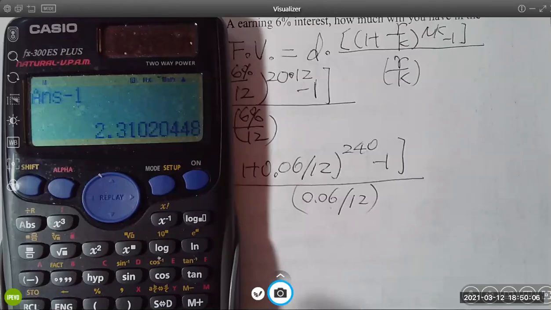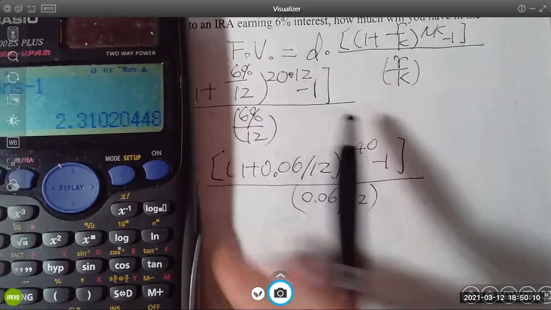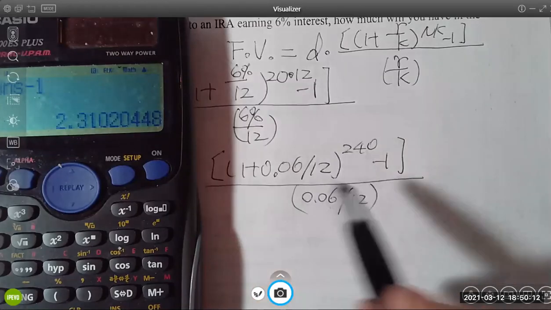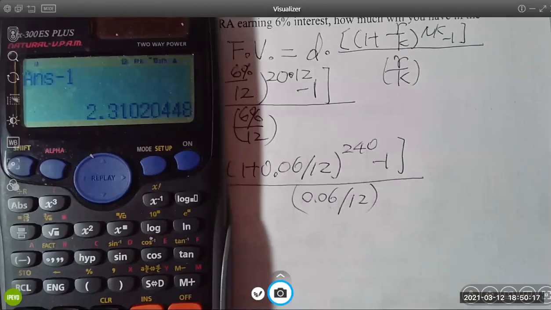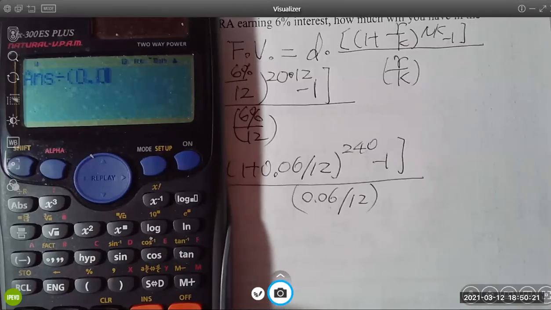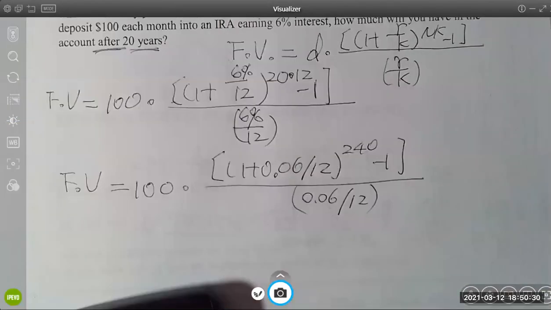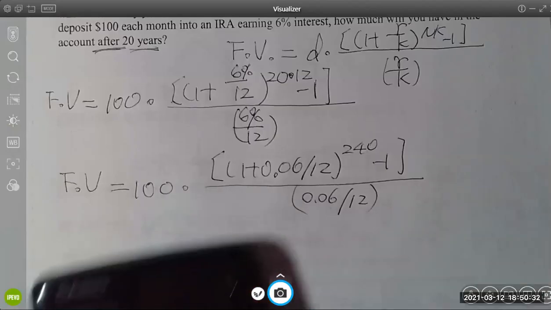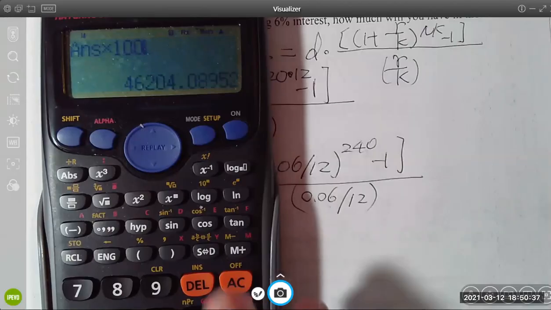Now, this is the result of this whole bracket on the top. Then I'm ready to do this division. Make sure you use parentheses so that the calculator also follows the order of operations. Divide by parentheses 0.06 over 12, equals. Now I get this whole thing here. Now the only thing left is to multiply by 100. So I'm going to multiply by 100. This is my final answer.